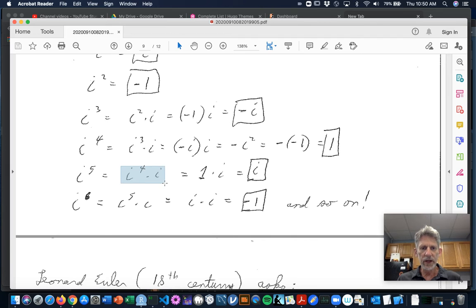Well, that's i to the 4th times i, and we just found i to the 4th is 1, so this is 1 times i, which is i. How about i to the 6th? i to the 5th times i. And we just found i to the 5th is i, so we're looking at i times i, which is minus 1.